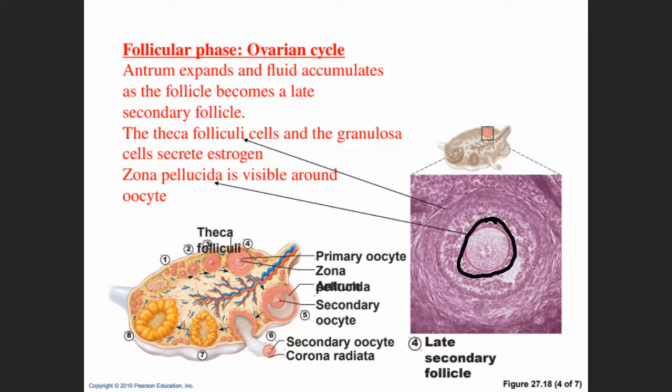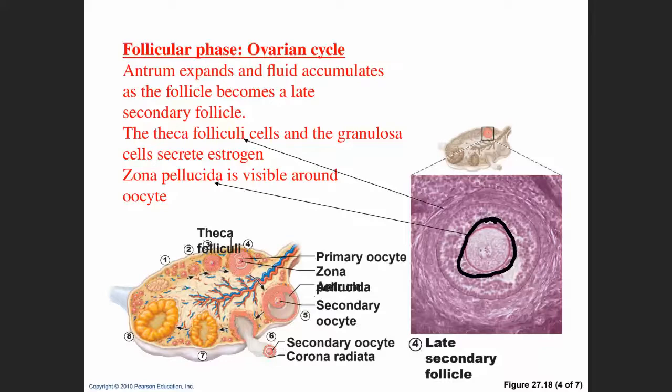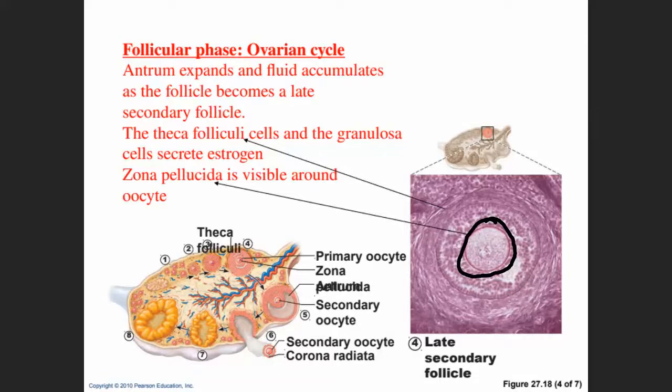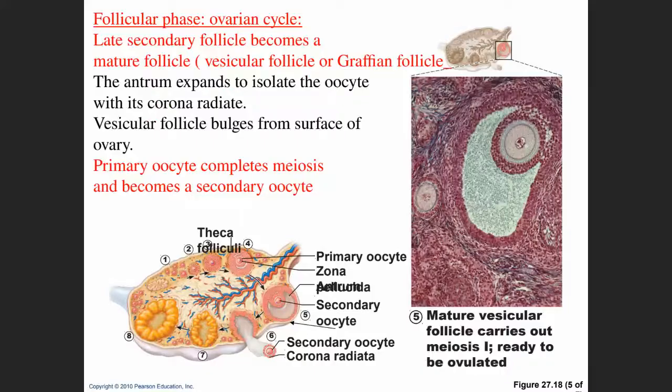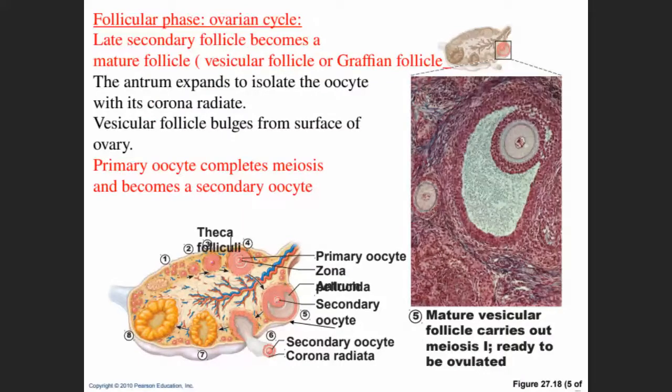The thecal follicular cells and the granulosa cells continue to secrete estrogen and progesterone. And at the end of this follicular phase, the oocyte will go through the first meiotic division and become a secondary oocyte. The secondary oocyte is going to start meiosis 2, but it's not going to finish. So now we have the late secondary oocyte, which becomes a mature follicle.